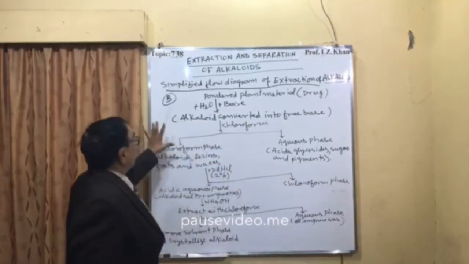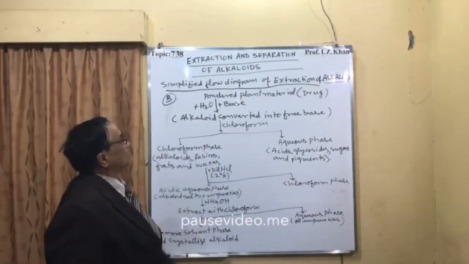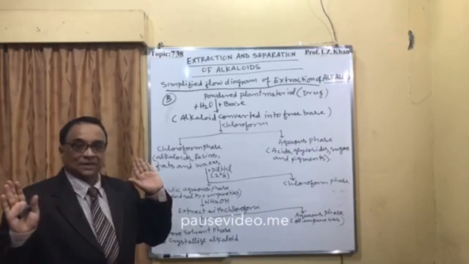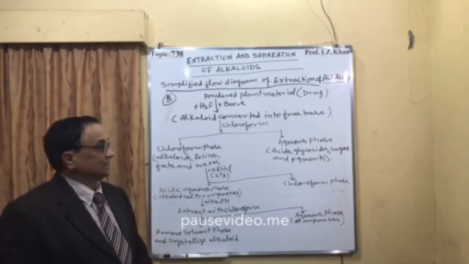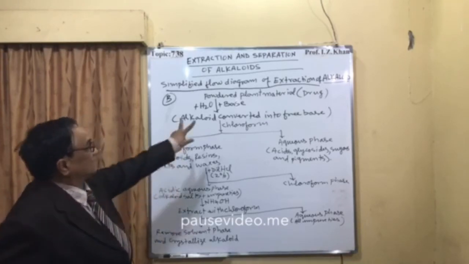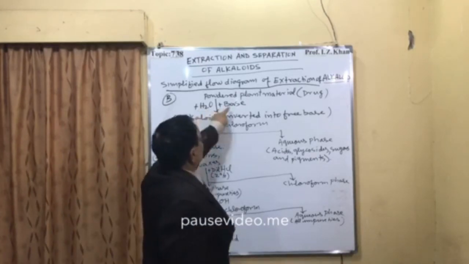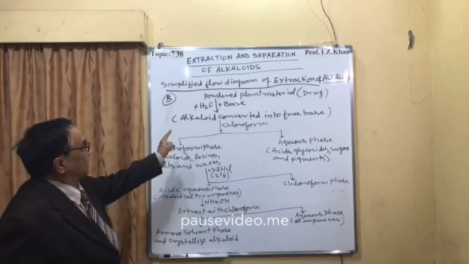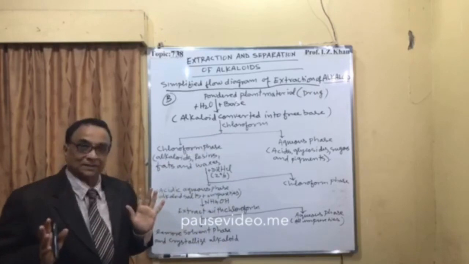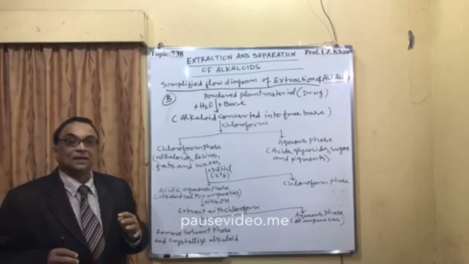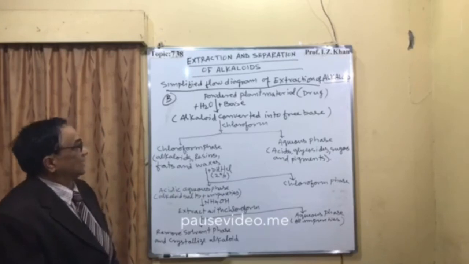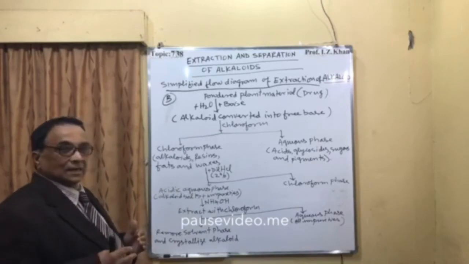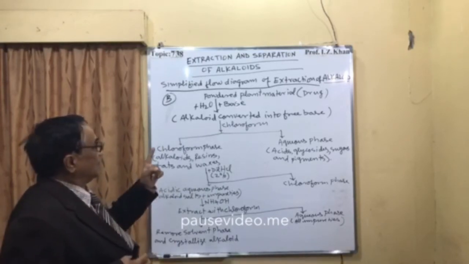So in the case of B, what we are going to do, the simplified flow diagram of extraction of alkaloid. We will take the same powder material, which is dried under the shade, that is the drug, and it is treated with basic water, water plus base. Base can be any alkali. So with that, what will happen? Alkaloid is converted into free base, and then you treat with chloroform.